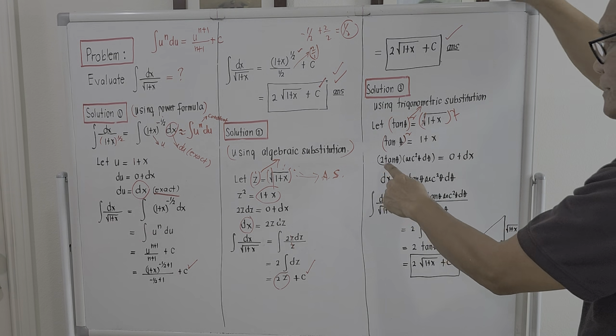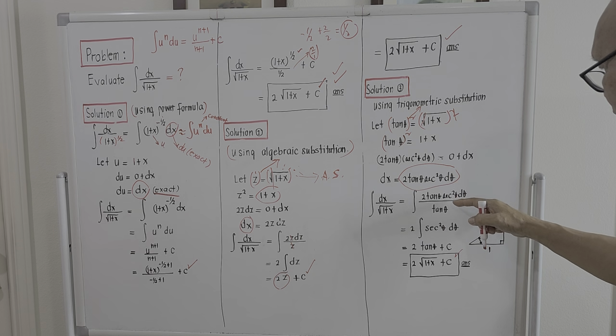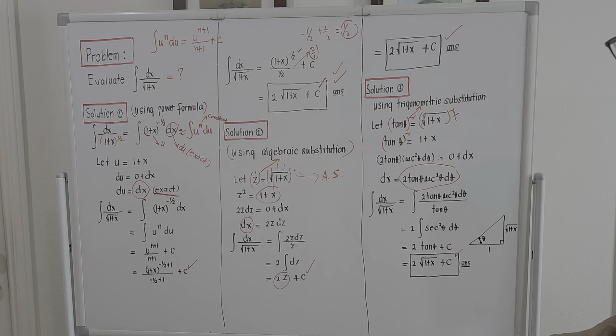So going back to the original problem, the integral of dx over the square root of 1 plus x should be equal to the integral. What is dx? dx as a function of a trigonometric function is this one, so we replace dx by this. It will be twice tangent of theta, secant square of theta, differential of theta. That's memorization. All over, what is the square root of 1 plus x? That's our original trigonometric substitution. The square root of 1 plus x is actually tangent of theta. So the denominator is tangent of theta.